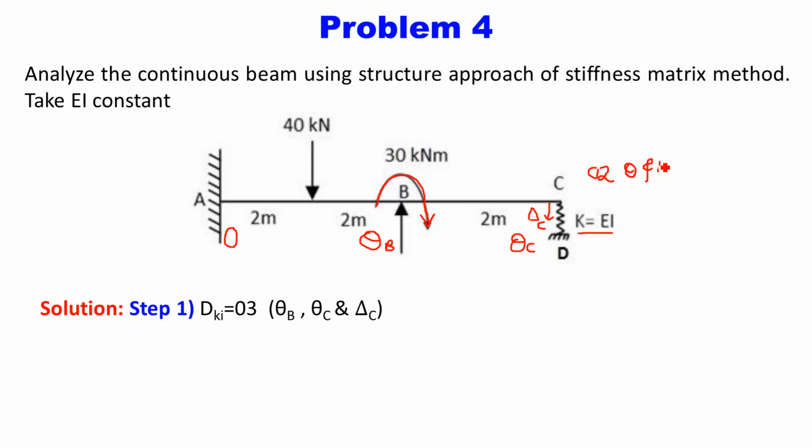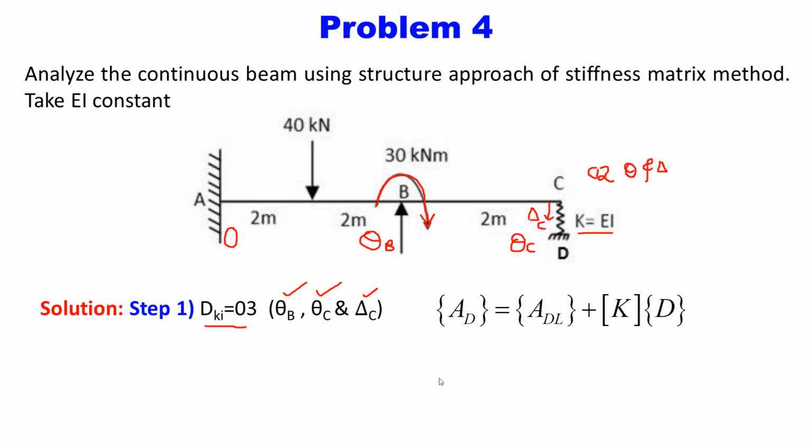Right? This we have already discussed in the previous class. I repeat again, kinematic unknowns are 2 on the spring support. So total kinematic unknowns are 0 plus theta B 1 plus theta C and delta C. Total is 3. DKI equal to 3: theta B, theta C and delta C.